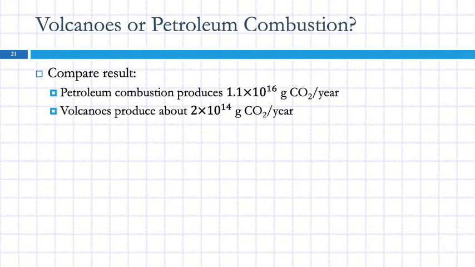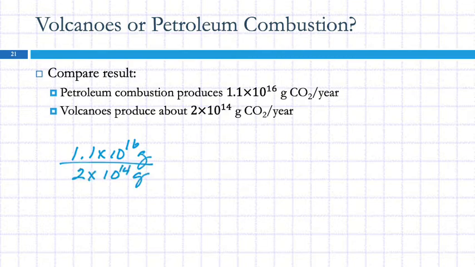Okay, let's compare the result here. Petroleum combustion produced 1.1 times 10 to the 16th grams of carbon dioxide per year, our estimate. And volcanoes produce about 2 times 10 to the 14 grams of CO2 per year. It's a little hard to compare those numbers. I mean, obviously this one's bigger. Let's find out how many times bigger it is. Let's take the big one and divide it by the smaller one. 1.1 times 10 to the 16th grams divided by 2 times 10 to the 14 grams.